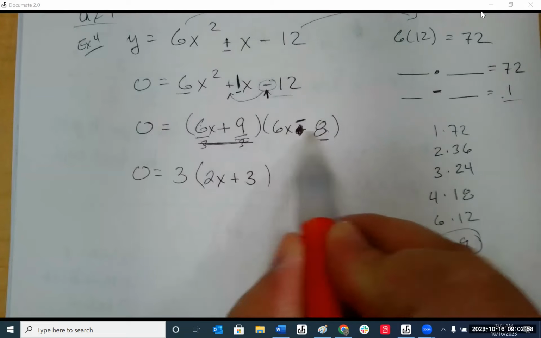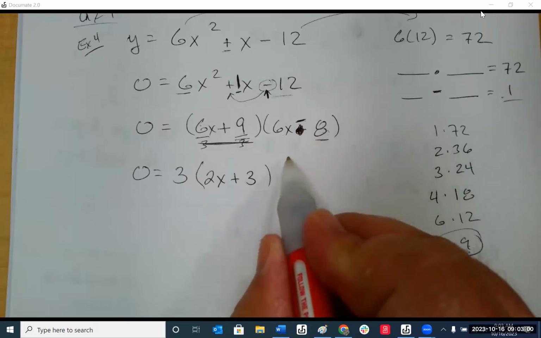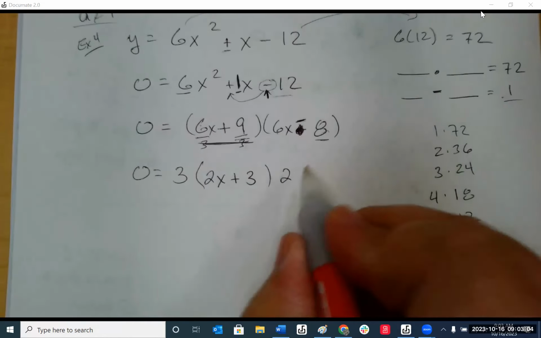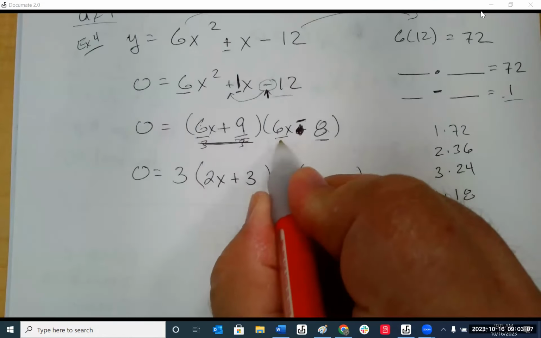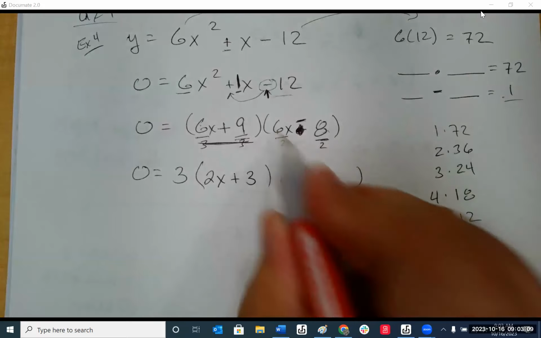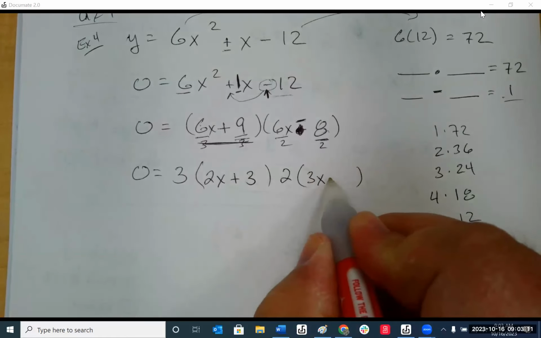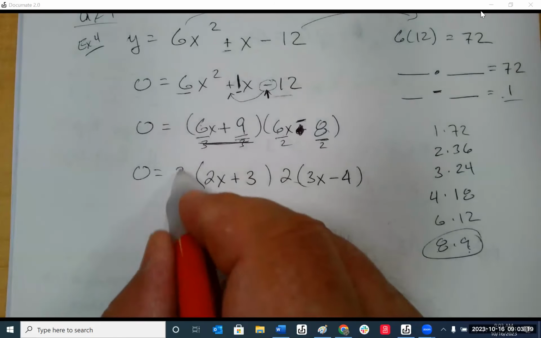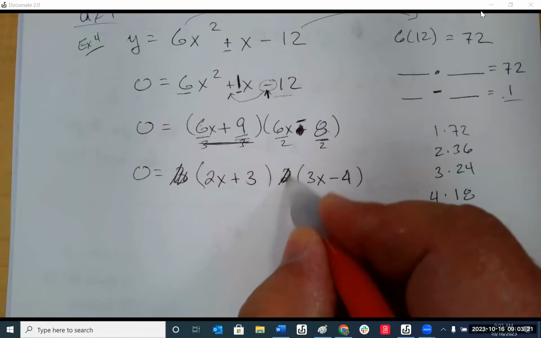Do the same thing with the second one. What do they have in common? They're both even, so they have a 2 in common. 6 divided by 2 is 3x, 8 divided by 2 is 4, so 3x minus 4. Whatever you factored out, just erase. Get rid of it.